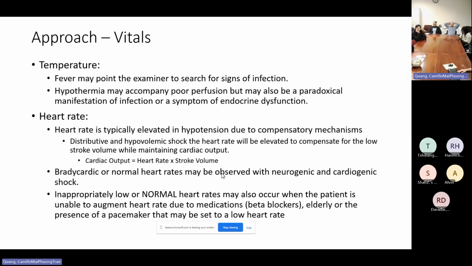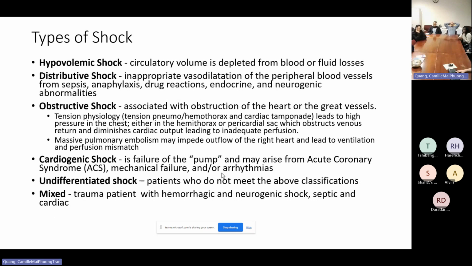And so when you get a patient, I have a question. How would you tell the difference between hypovolemic shock and distributive shock, like from sepsis? Hypovolemic and distributive shock, we'll get there.